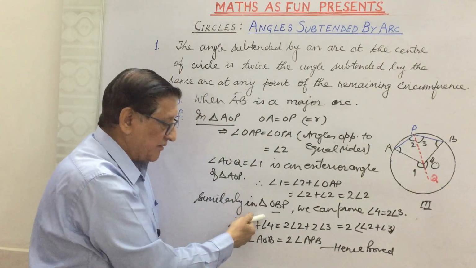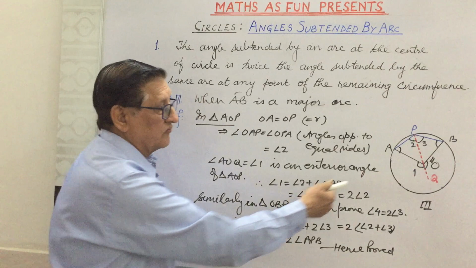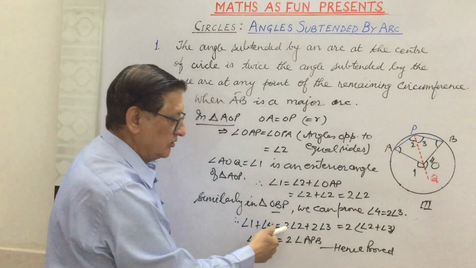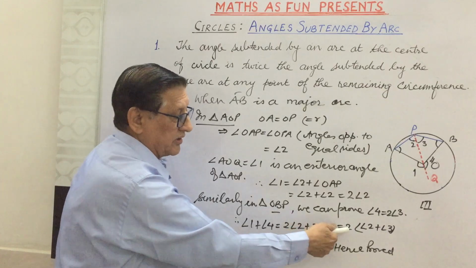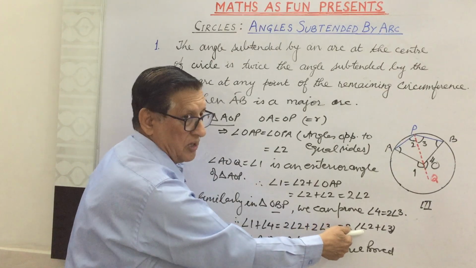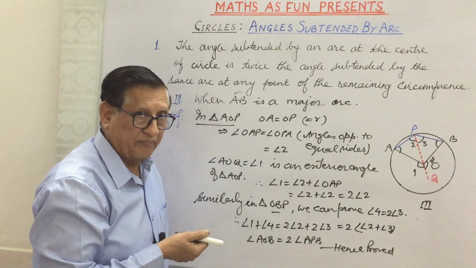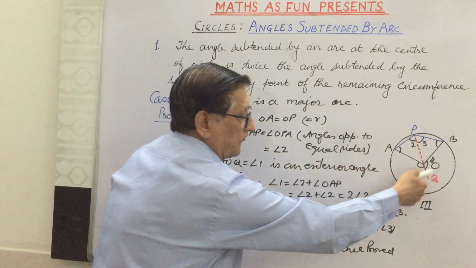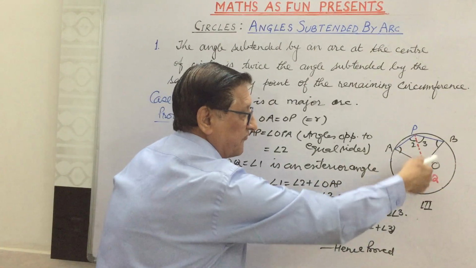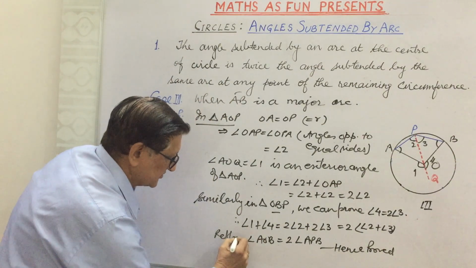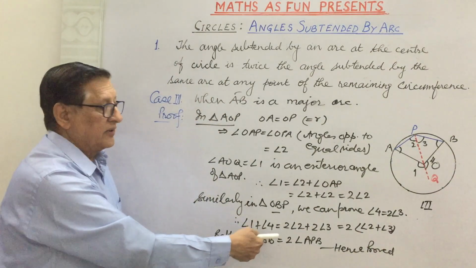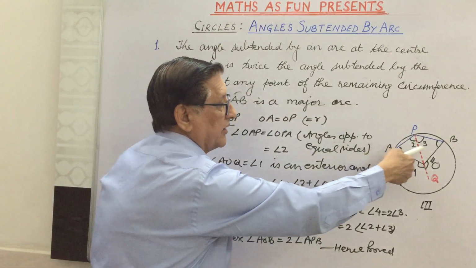Adding them, we get angle 1 plus angle 4 is equal to twice angle 2 plus twice angle 3. Taking 2 common, this is 2 into angle 2 plus angle 3. Here we find that 1 and 4 have a sum that is reflex angle AOB. So we write here reflex angle AOB is equal to twice angle APB.